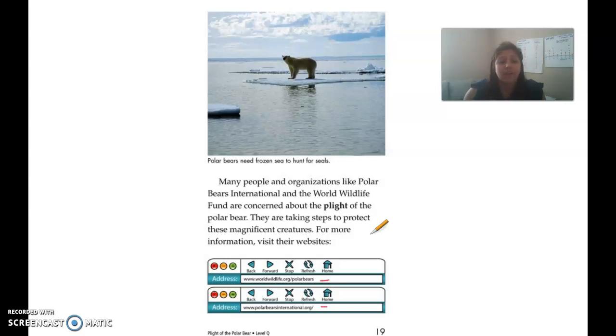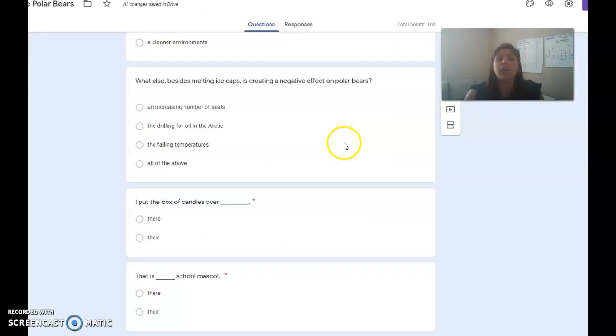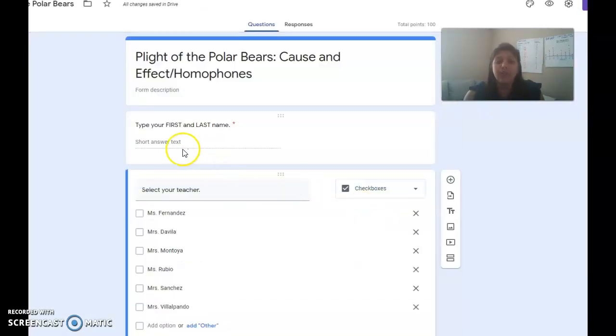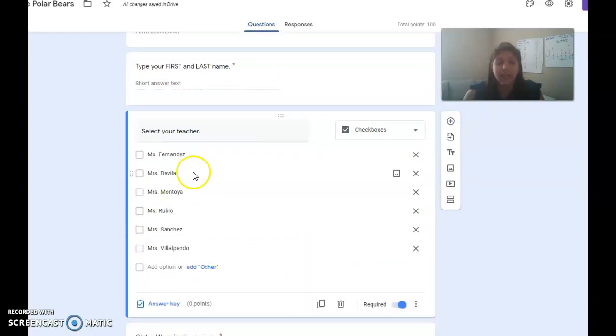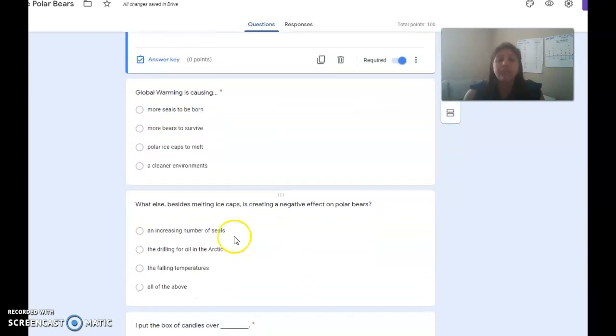Okay? Alright, so after you read pages 16 through 19, you're going to go into your Google form activity, write your first and your last name, select your teacher, then you're going to answer these two cause and effect questions first. Okay, so it says global warming is causing, so you have to figure out what is the result for global warming. What are we looking for, the result? Because global warming is the cause, the why. So you have the why, so what's happening? What's the result for that? So you're going to pick your answer.